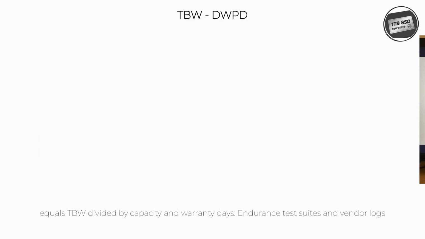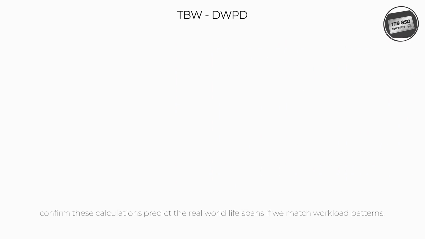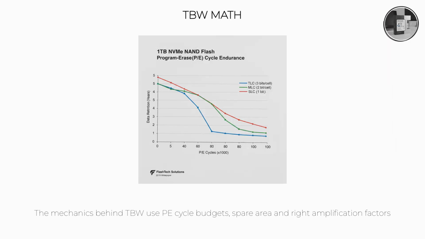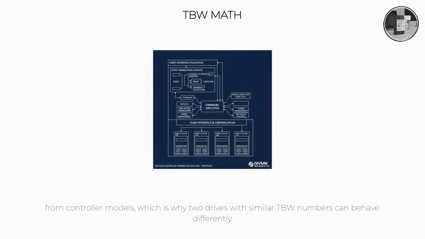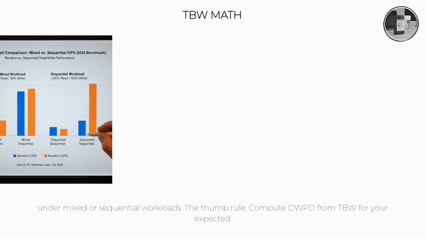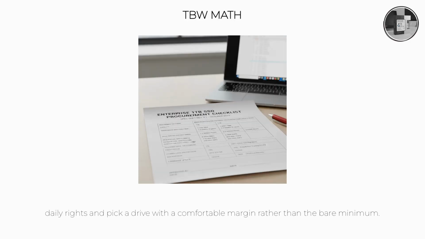Endurance test suites and vendor logs confirm these calculations predict real-world lifespans if we match workload patterns. The mechanics behind TBW use PE cycle budgets, spare area, and write amplification factors from controller models, which is why two drives with similar TBW numbers can behave differently under mixed or sequential workloads. The thumb rule. Compute DWPD from TBW for your expected daily writes, and pick a drive with a comfortable margin rather than the bare minimum.